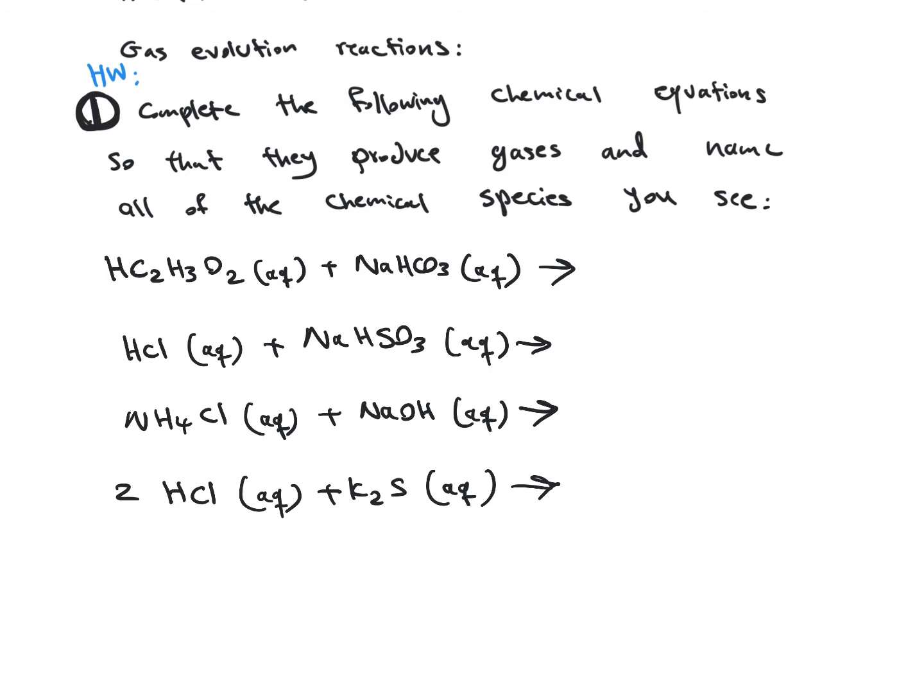So these are all gas evolution reactions where you should see a gas being produced at the end. I'm asking you to complete these chemical equations, and afterwards name all the species, reactants, products, anything that you see. Naming them would be chapter 5, but writing these equations would be from what we learned. Okay?